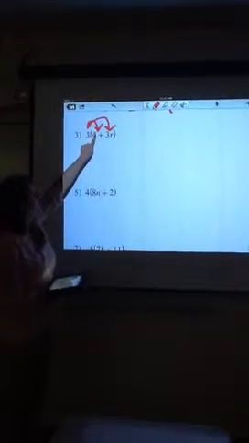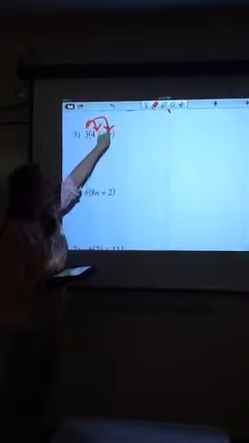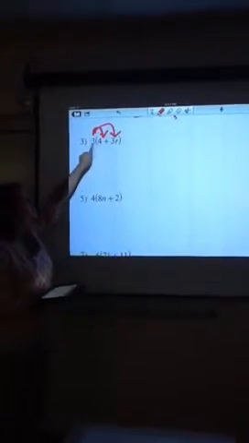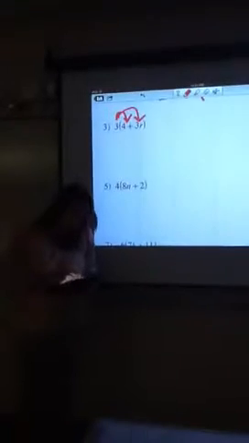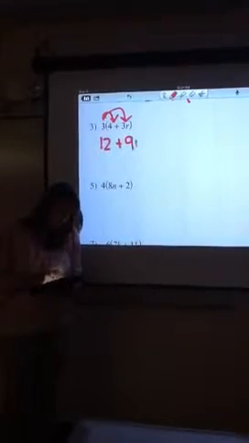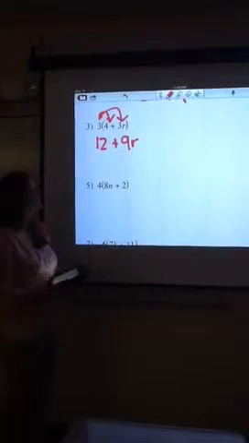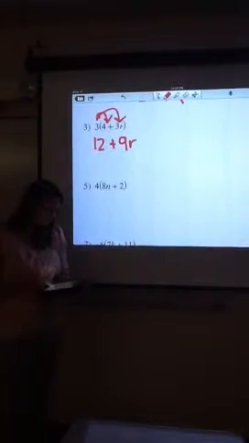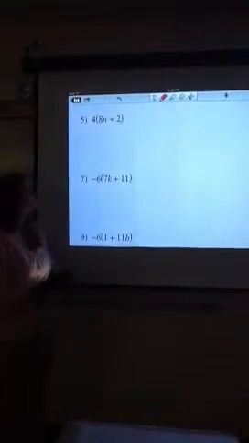First I'm doing the 3 times the 4, and then I'm doing the 3 times the 3r. So, 3 times 4 leaves me with 12. And 3 times 3r leaves me with 9r. And that's simplified.